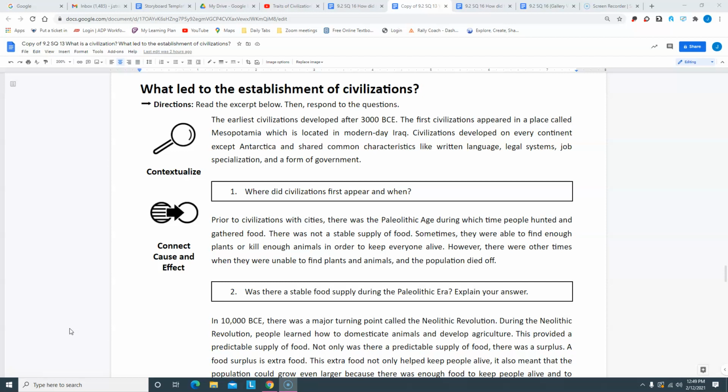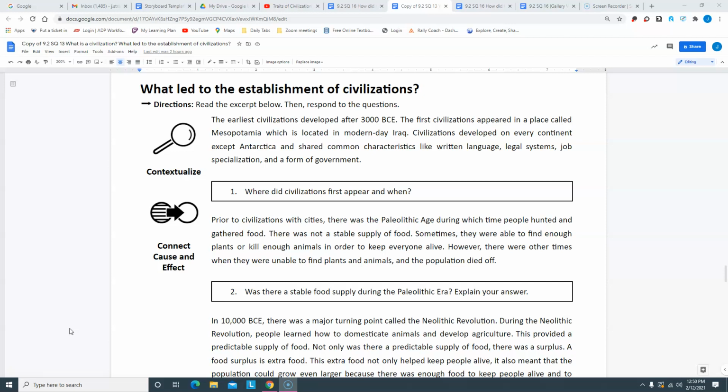Continuing on with our reading, prior to civilizations with cities, there was the Paleolithic Age, during which time people hunted and gathered food. There was not a stable supply of food. Sometimes they were able to find enough plants or kill enough animals in order to keep everyone alive. However, there were other times when they were unable to find plants and animals, and the population died off.